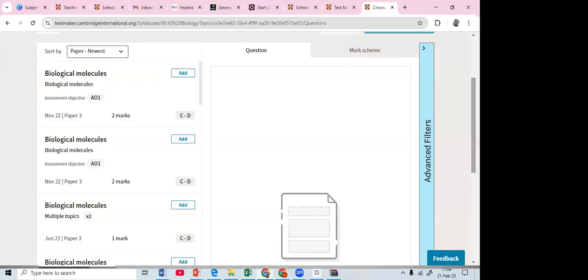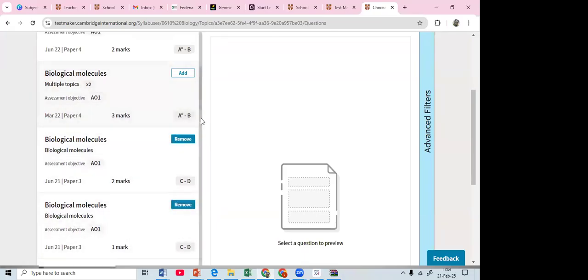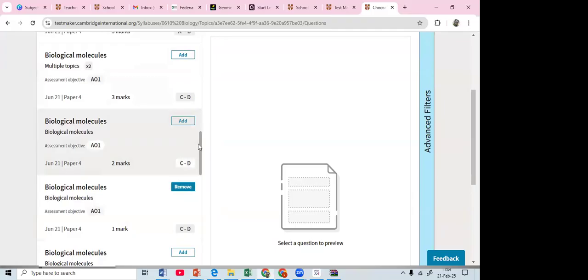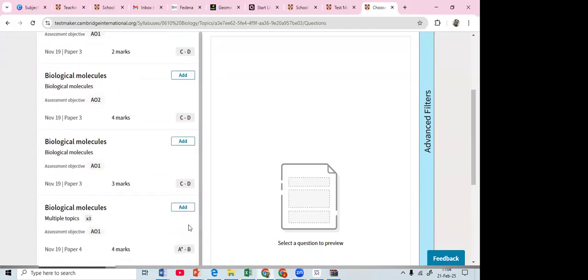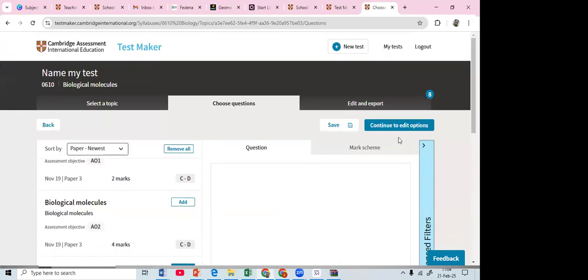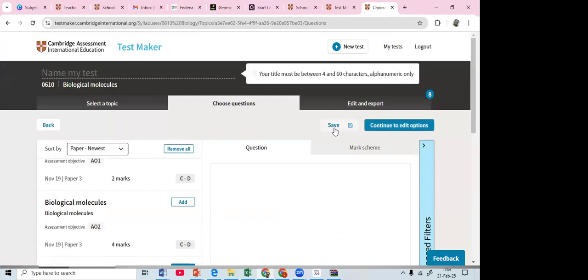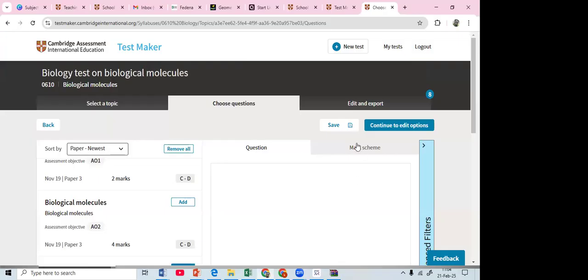These questions have been generated from the exams these children have been doing for years. So I'll say, add this question for me, put this, put this. You choose the way you want. Then afterwards, in case you want to edit, edit. In case you don't want to, there's no problem. Then you tell it save. Then you'll say, this is my biology test on biological molecules.